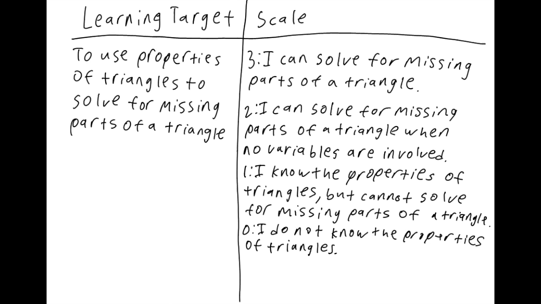So, if you're a 3, you can solve for missing parts of a triangle. If you're a 2, you can solve for missing parts of a triangle, but only when no variables are involved, so only numbers. You are a 1 if you know the properties of triangles, but cannot solve for missing parts of a triangle. So you know the properties, but can't do anything with them. 0, you don't know the properties of triangles.